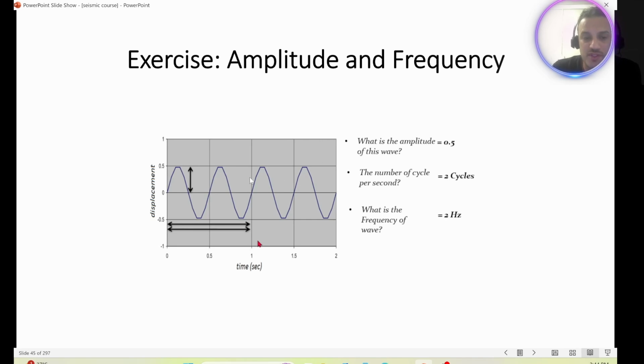And what about the frequency? So frequency, we said, is the number of cycles per second. We have 1 and 2. So 2 cycles divided by 1 second gives you 2 hertz. So 2 hertz is the frequency, and the number of cycles is 2. Okay, so from 0 to time 1, this is the cycle. This is 1 second. In 1 second we have 2 cycles per 1 second. This is the frequency.